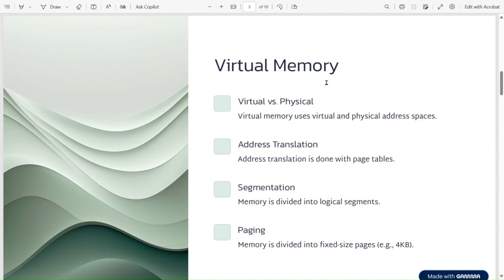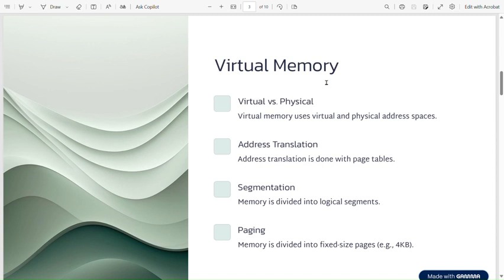Second one is address translation, which converts virtual addresses to physical addresses using the memory management unit, which is MMU. This ensures programs can run without needing to know the actual physical memory layout. Then comes segmentation, which divides the memory into variable size segments, for example, code, data, stack. Each segment has a base and limit, supporting modular programming.